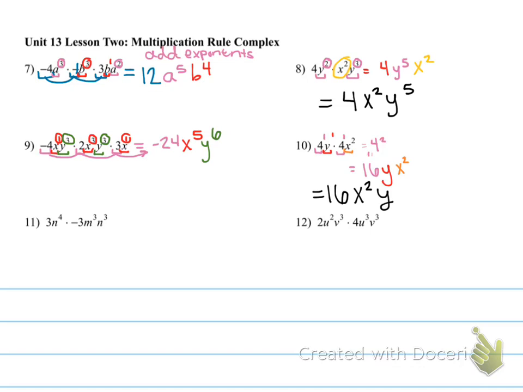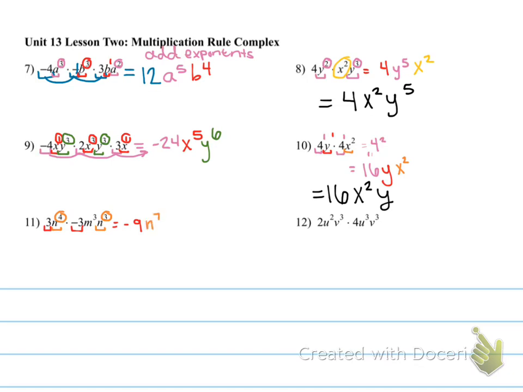All right, one or two more problems here. We're looking at number 11. Again, take a look at those big numbers. I've got a 3 and a -3. Multiply those together and you get -9. Then the first thing we can see is our n. I've got an n to the 4th and an n to the 3rd. So again, just add those together. 4 plus 3 gives me 7.